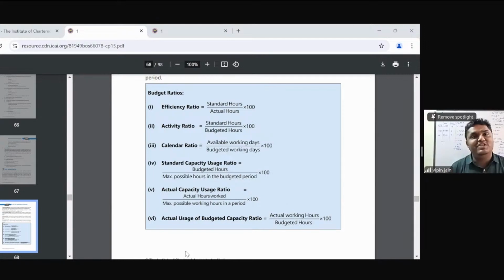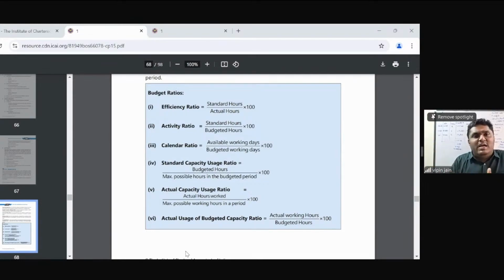Similarly, activity ratio is standard hours for actual production divided by budgeted hours. Similarly, calendar ratio is available working days divided by budgeted working days into 100. Further, standard capacity utilization is budgeted hours divided by maximum possible hours. Similarly, actual capacity utilization is actual hours divided by maximum possible hours.